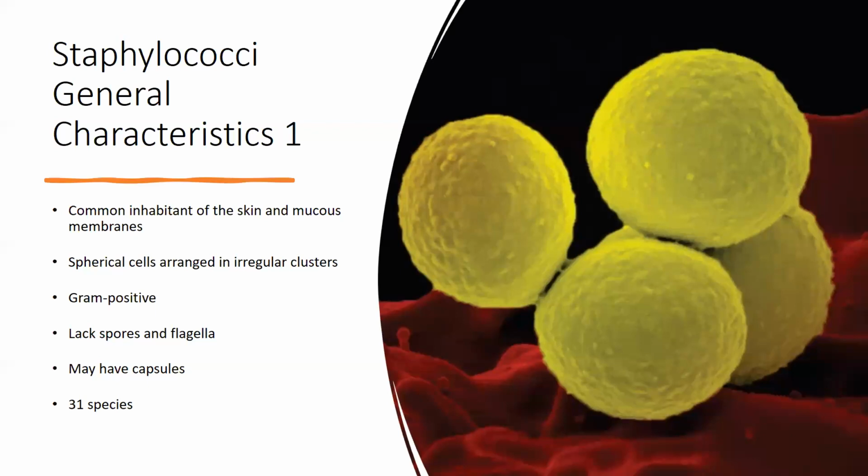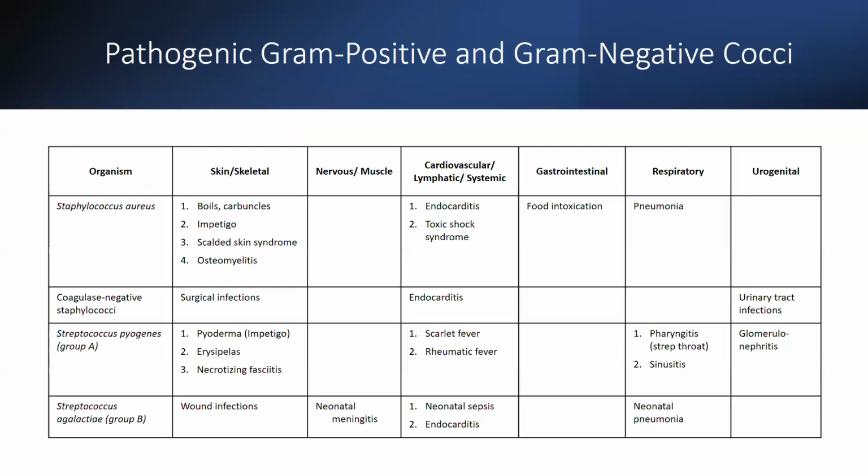There's 31 species to note. We're not going to talk about all those species. We're only talking about a few of the important ones. If you're a table type person, this goes through all of the pathogenic gram-positive and gram-negative cocci, so all of them in the whole lecture.